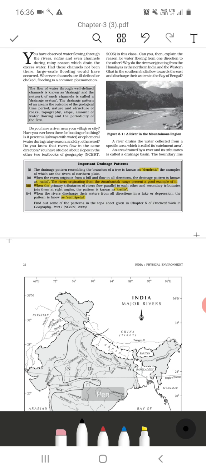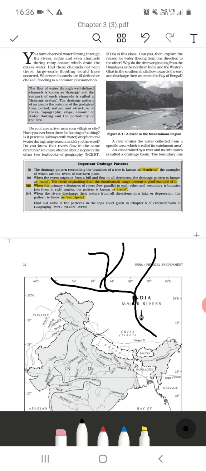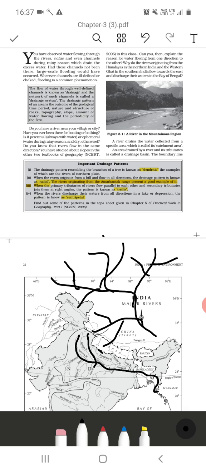Basically, in such drainage patterns, there is a main river and tributaries are joining this main river, and their sub-tributaries will join these tributaries, and they will resemble a tree and its branches. Okay, so this is dendritic drainage pattern. You can see such drainage pattern in river Ganga and its tributaries.